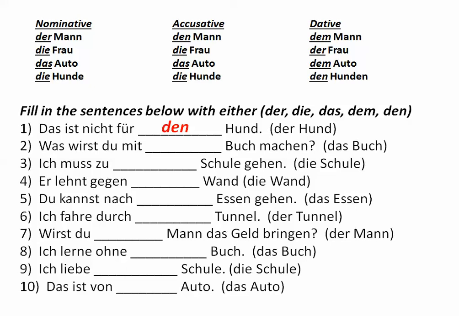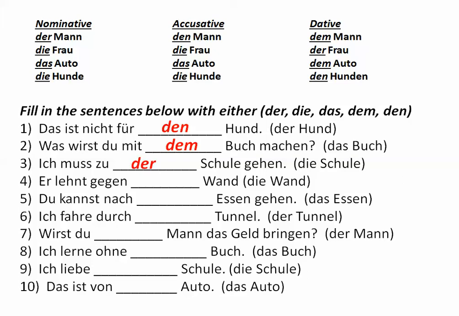So mit, however, is a dative preposition. So in the dative, das Buch will change to dem. Ich muss zu, and then we have Schule gehen. So I have to go to school. Zu is a dative preposition, so zu der Schule, die Schule changing to der.